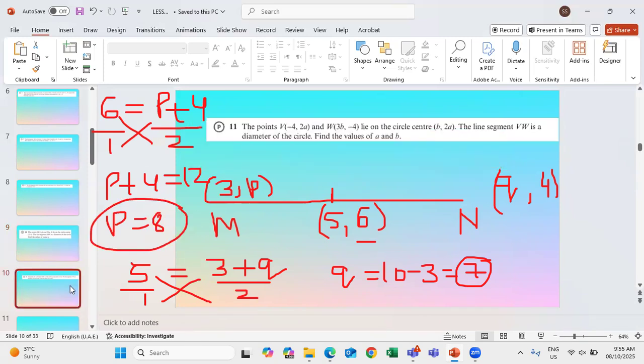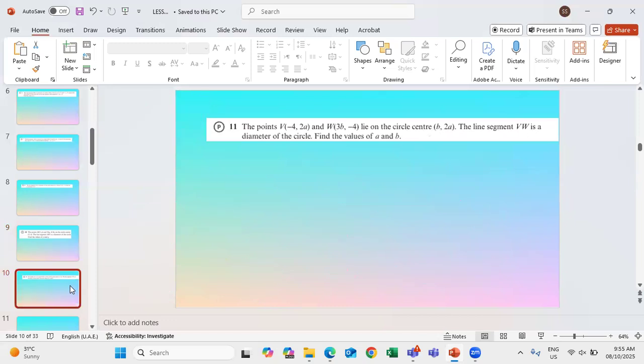Now there is a last question here that I want you all to try, and if you find any difficulty you can comment in the comment section. The points V and W are lying on the circle with the center (B, 2A). The line segment BW is a diameter. Find the values of A and B. If you follow the same process as I was showing how to do the questions, you can do it very easily.